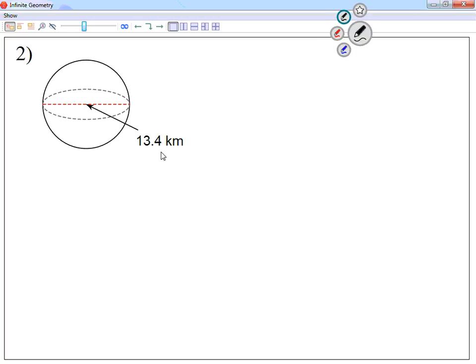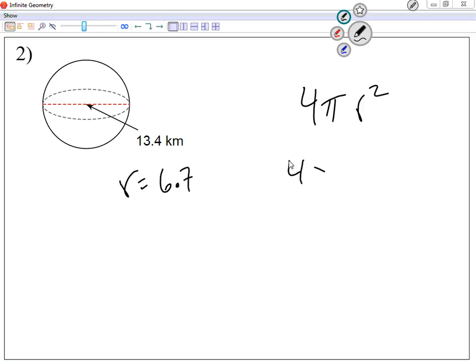The diameter is 13.4. So the radius is half of that, 6.7. Right, we're just going to go 13.4 divided by 2 gives us 6.7. So the formula, remember we said it's 4 pi radius squared. So 4 times 6.7 times 6.7. What do you guys get? 179.56. Okay, so 179.56 pi.